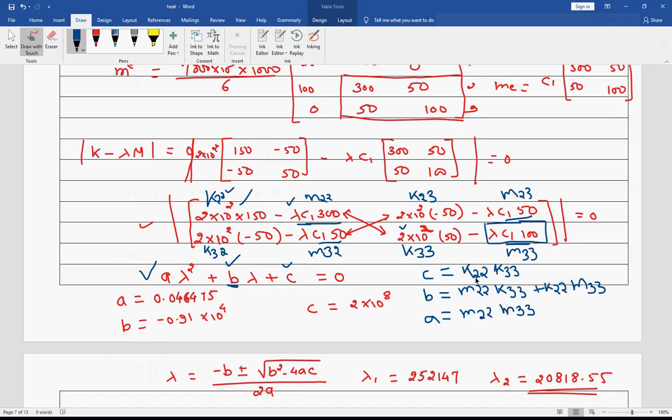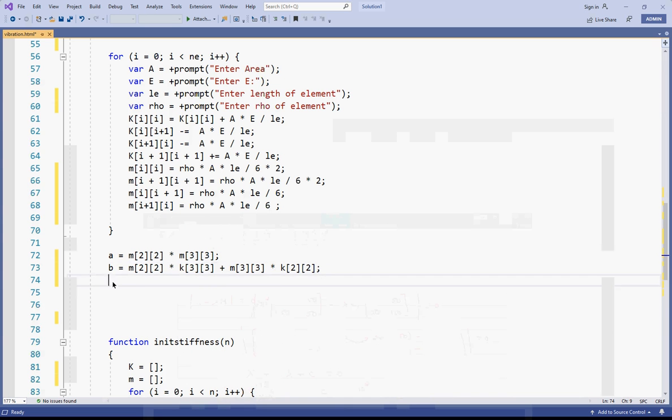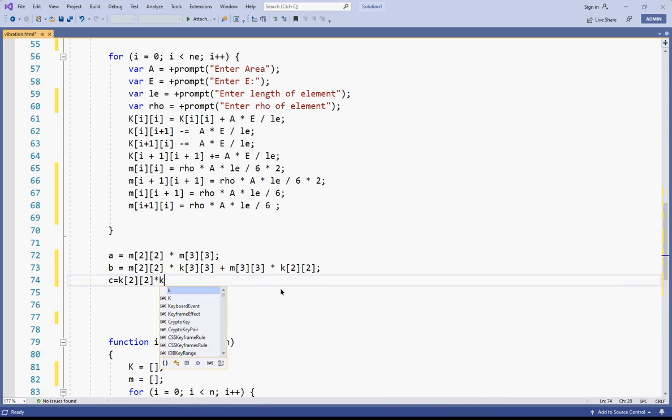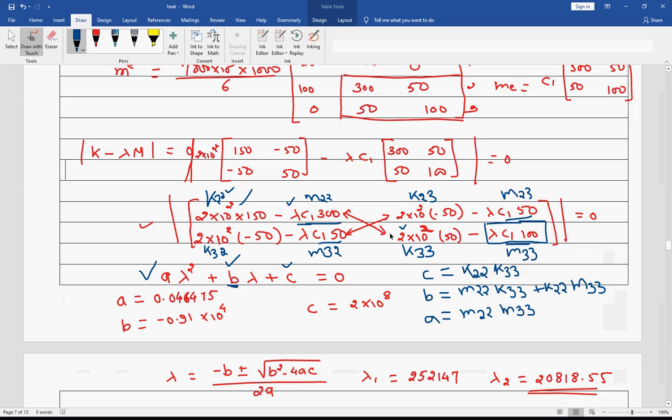Now how am I going to get C? That is K22 into K33. So this is my C. I can write C equal to K22 into K33. So this is how I got this value. Okay, I just save. Now this was the cross multiplication for the first one. So I just erase this.